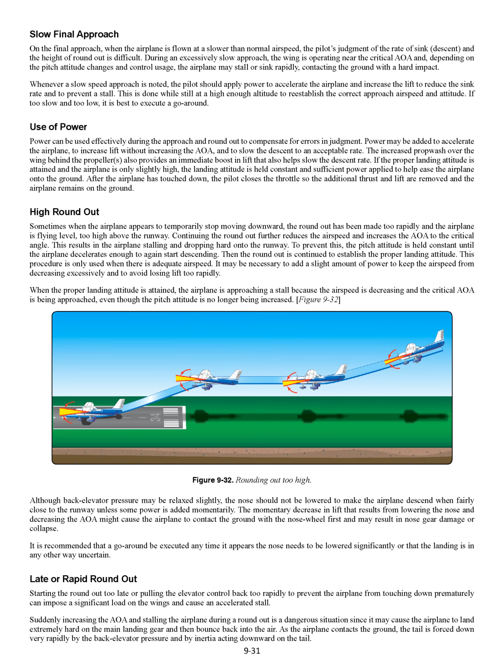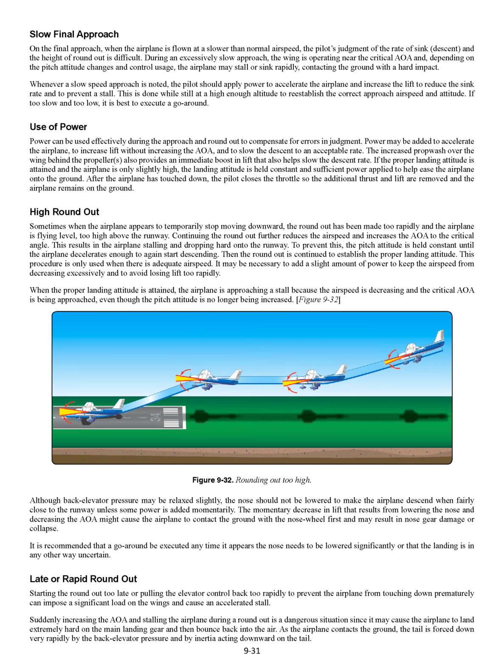If the proper landing attitude is attained and the airplane is only slightly high, the landing attitude is held constant and sufficient power applied to help ease the airplane onto the ground. After the airplane has touched down, the pilot closes the throttle so the additional thrust and lift are removed and the airplane remains on the ground.